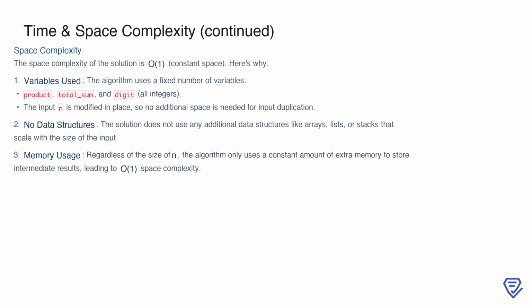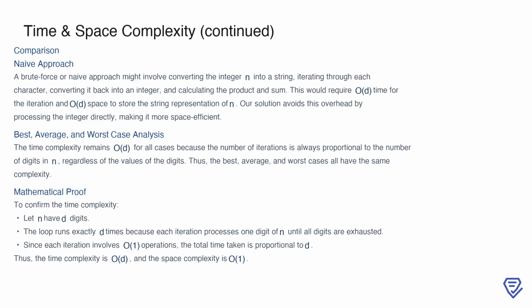Another key point is that the algorithm does not require any auxiliary data structures like arrays or stacks, which would otherwise depend on the size of the input. Regardless of how large n is, the memory usage remains constant, as we are only working with a small, fixed set of variables. This makes the solution highly space efficient. When comparing this solution to a naive approach, we can see significant improvements in space efficiency.